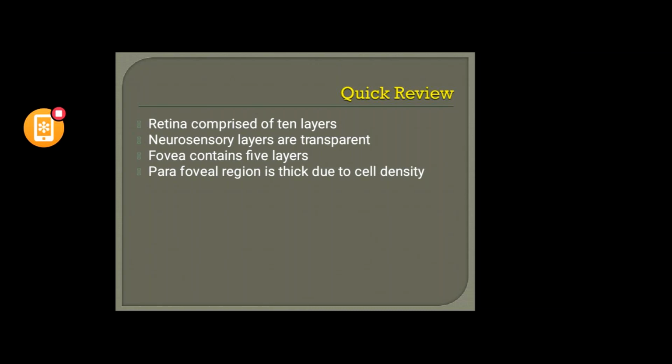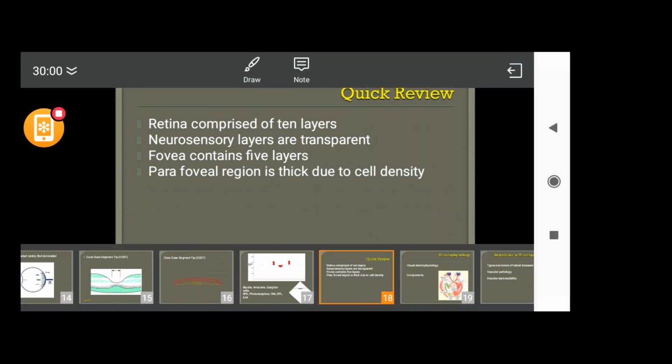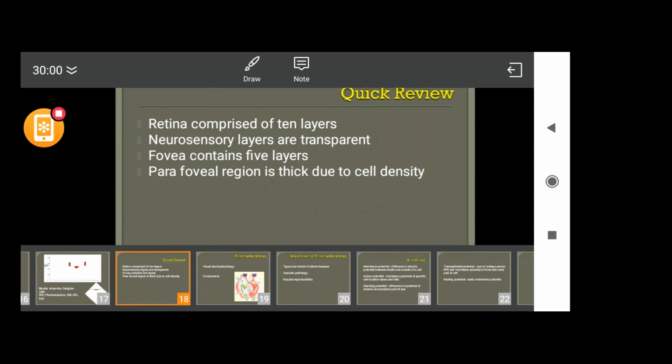Now in the second objective, what did we learn? We learned that the retina is comprised of 10 layers, of which 7 are neural parts. And the fovea is depressed because it contains only 5 layers, and the parafoveal region is elevated. The elevation is because it is densely packed by the ganglion cells, amacrines, Muller cells and the bipolar cells. So this is the reason that retinal parameters are not uniformly present.